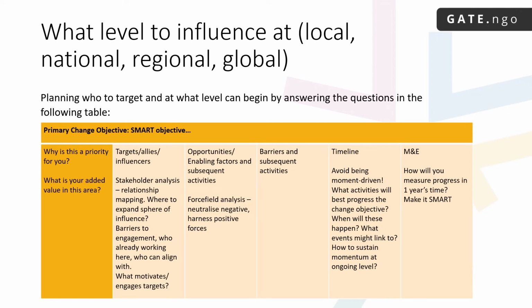And think about the timeline. What activities will best progress the change objective and when will these happen? Which events will you not focus on? And how will you sustain momentum over time? Lastly, think about your monitoring and evaluation. How are you going to measure progress in 6 months, 1 year, 18 months?